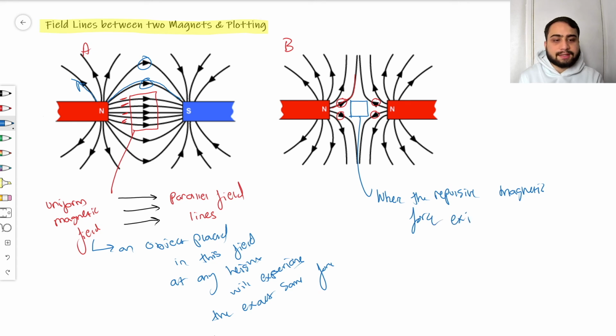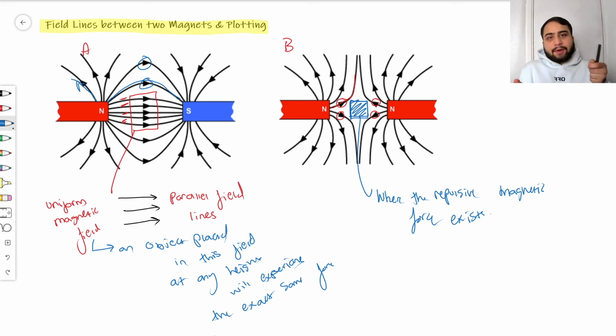force exists. Okay, so if you've ever played with magnets, you can see that when you put two like poles together, so north and north or south and south, and try and push them together, there is like an invisible force trying to push them apart, right? That's what really got me into physics in the first place, looking at how magnets behaved with each other. Okay, so that force that's repulsing the magnets away from each other exists in this region right here where there are no field lines. Okay, so that's the repulsive magnetic force.